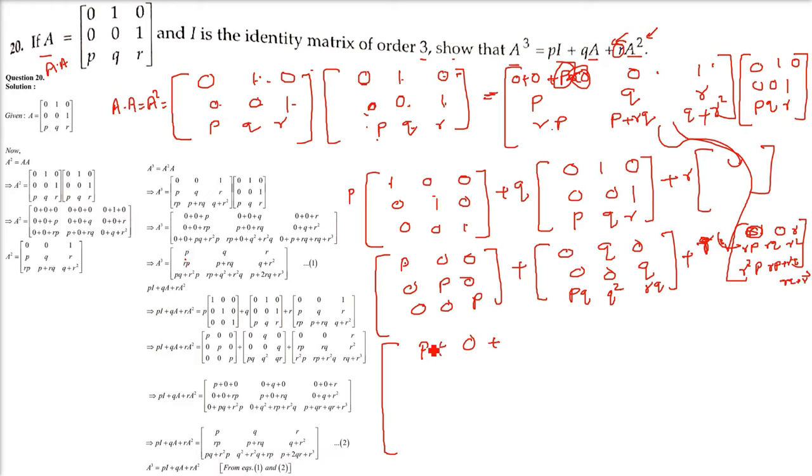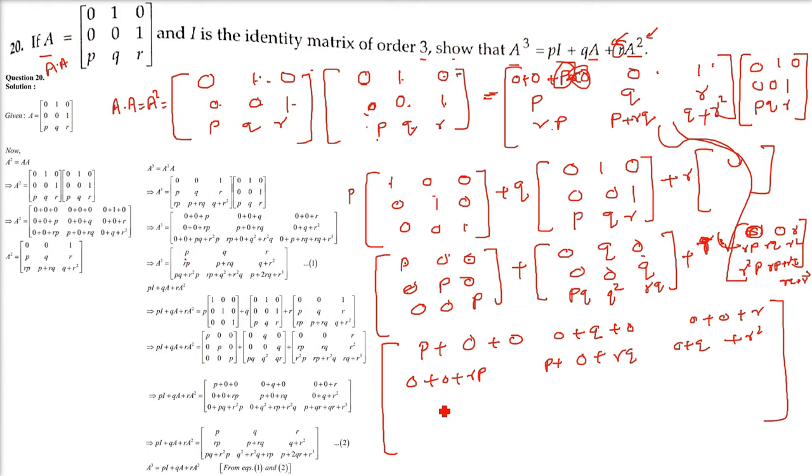So p plus 0 plus 0 will be the first entry. Then we have 0 plus q, 0 plus q plus 0. Then it will be 0 plus 0 plus r. Next one, 0 plus 0 plus rp. Then we have p plus 0 plus rq. Then we have 0 plus q plus r square. The third one, this is 0 plus pq plus r square p.